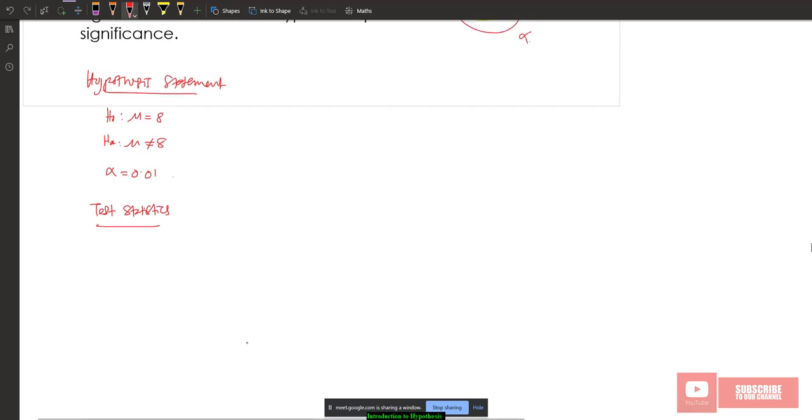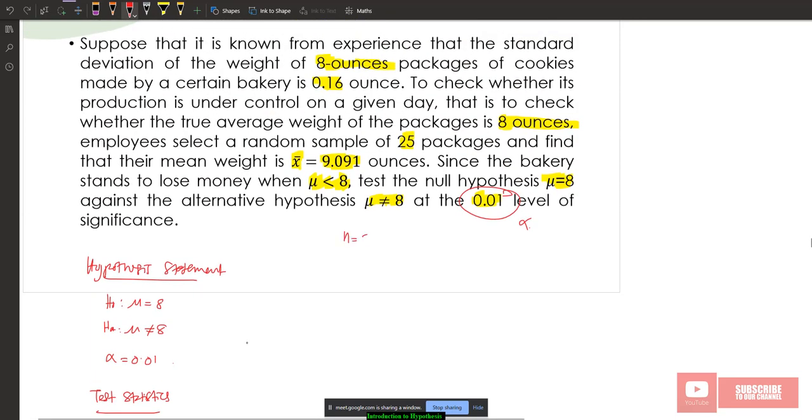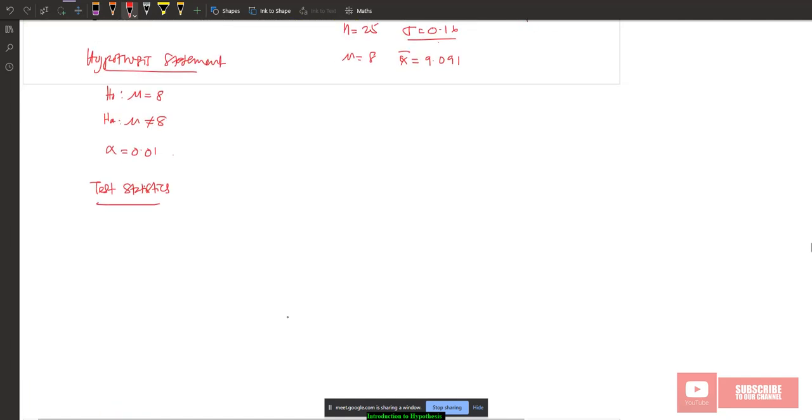Based on this, you have n equal to 25, and you know the population standard deviation is 0.16. The mean is equal to 8, and the sample mean is equal to 9.091. This is your information from this statement. From this, we can decide to use the Z distribution because the population variance is known. So Z distribution: x bar minus mu naught divided by sigma over square root of n.